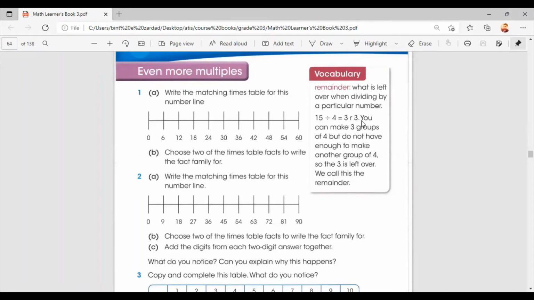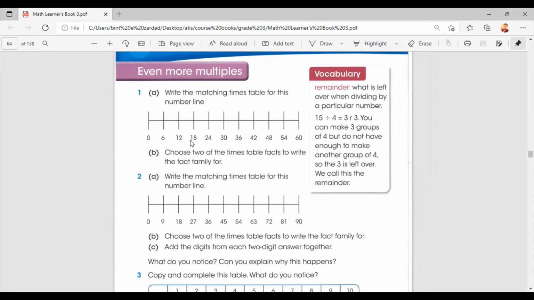So 3 is the remainder. You can make 3 groups of 4, but do not have enough to make another group of 4. So what is 3? Leftover. 3 is a remainder.